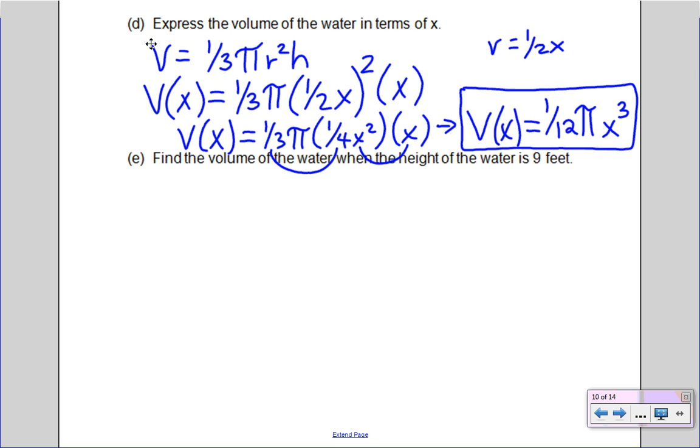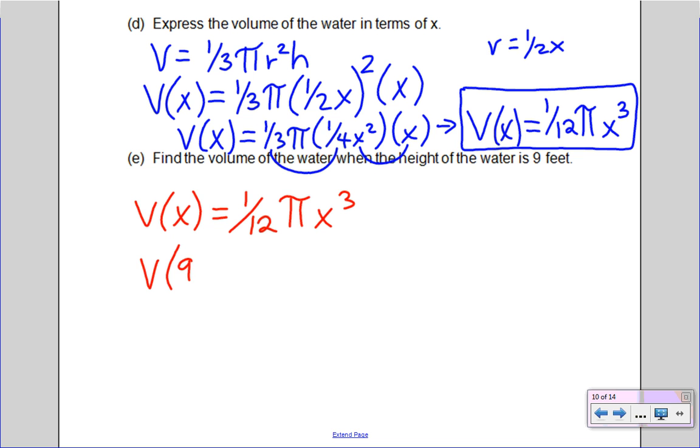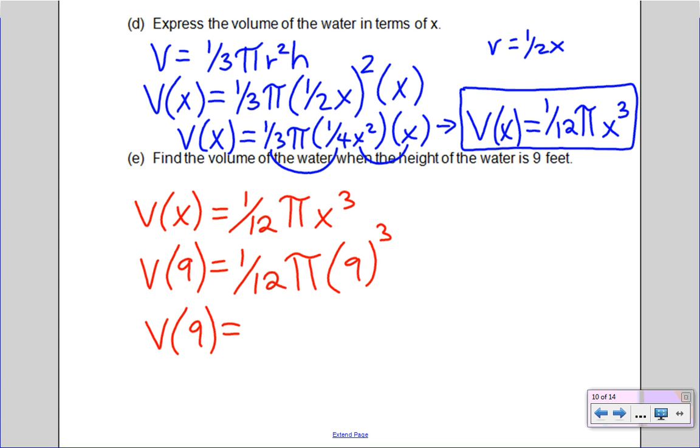Part E says, find the volume of the water when the height of the water is 9 feet. So here's our formula for volume that we found, dependent on the height of the water. So let's plug in 9 for x, right? Because the height is x. When the height of the water is 9 feet, 1/12 times pi times 9 cubed. Again, we're going to leave it inexact because it doesn't say to round.